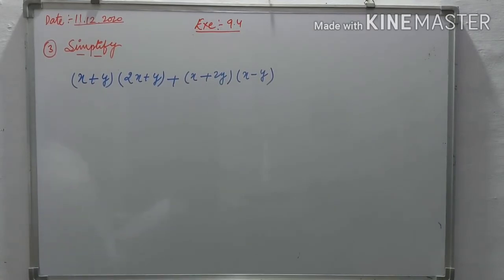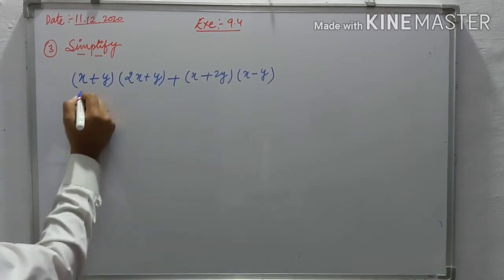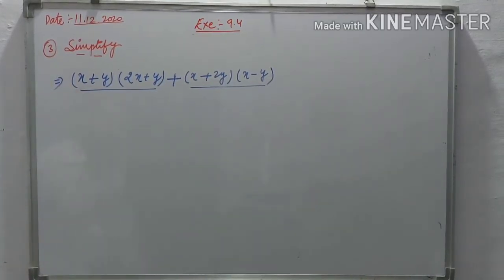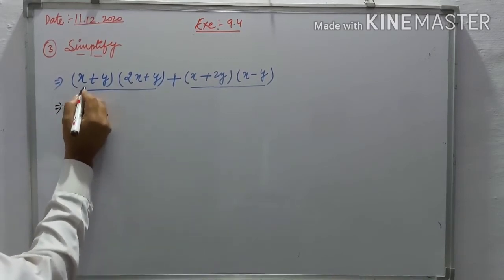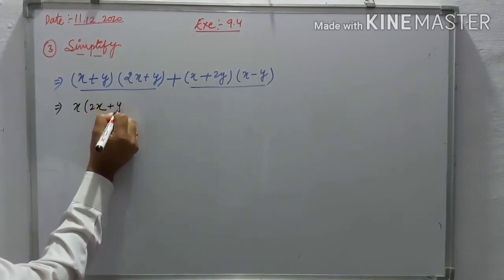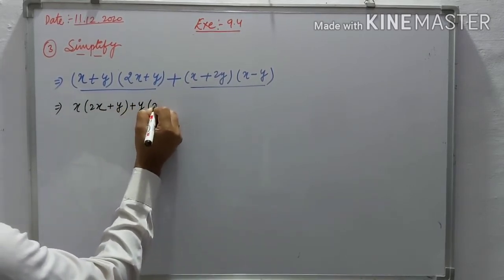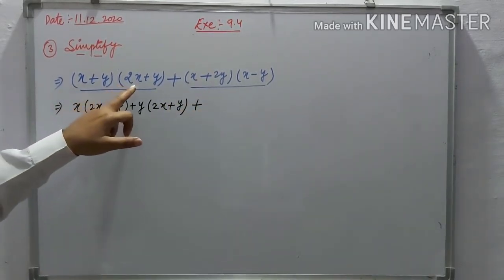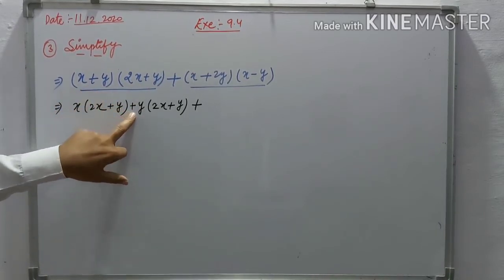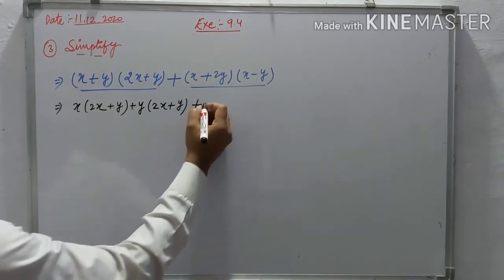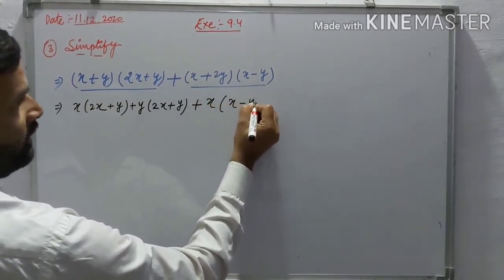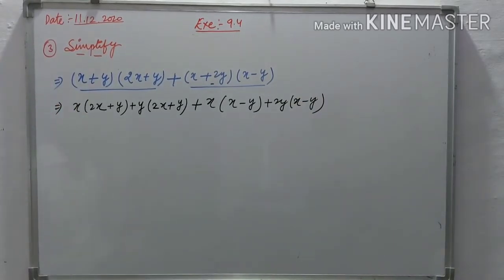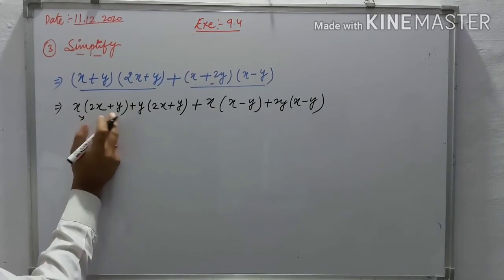Here we have two times of multiplication, first and second, means first will be multiplied and second multiplied, then according to the plus sign you solve, some values are deleted and some values are added or subtracted. Now first, x is 2x plus y, plus y is 2x plus y, and plus x, first term second bracket is 2x plus y. Same method will be used here, x first bracket is x minus y and second is plus 2y is x minus y. Now monomial to binomial means x multiplies with both quantities.